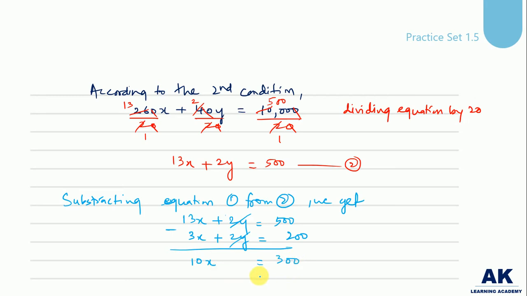So 10x is equal to 300, therefore x is equal to 300 upon 10. 0 and 0 get cancelled, so we are left with x is equal to 30, right? Now put this x is equal to 30 in equation 1. So substituting x is equal to 30 in equation 1, right?